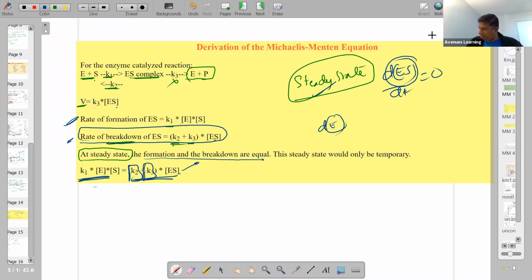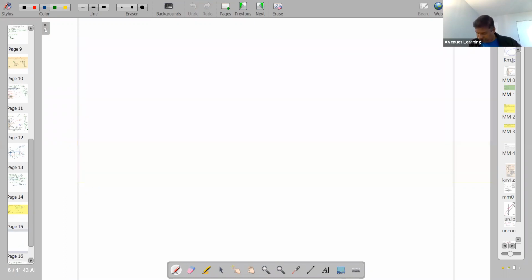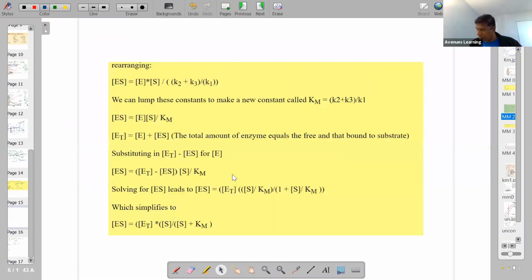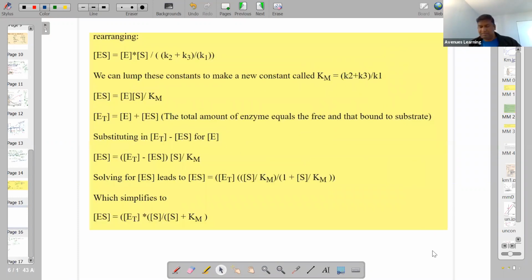Now, from here on, it's just a rearrangement. If you rearrange, you have this equation. Now we can lump these constants together, since these are all constants, and replace them with a new constant called Km. So Km is basically K2 plus K3 by K1. Then you get your equation: the concentration of enzyme substrate complex ES is equal to this, with Km replacing these constants, and now Et.